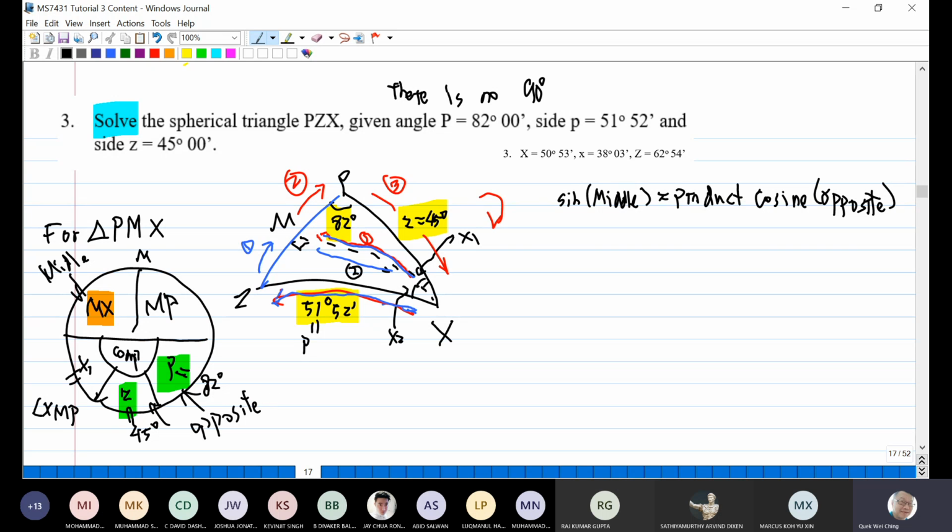So the middle part is on the upper half of the circle, so you can just say sine of MX here. Product of cosine, so cosine. Now both of them are in the lower half, so you should say cosine of comp, comp P, complement of 82 degrees. So comp P here, and then comp Z here, opposite. Z is on the lower half of the view, so this is comp Z here.